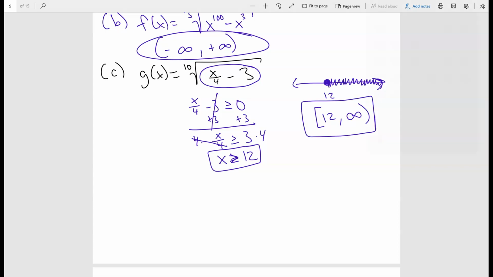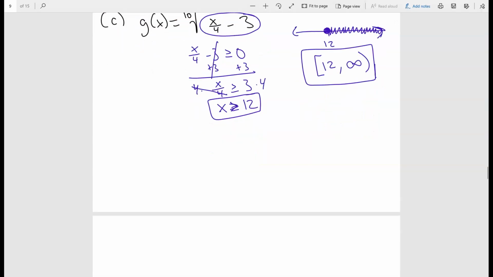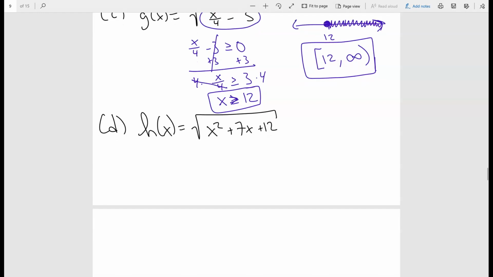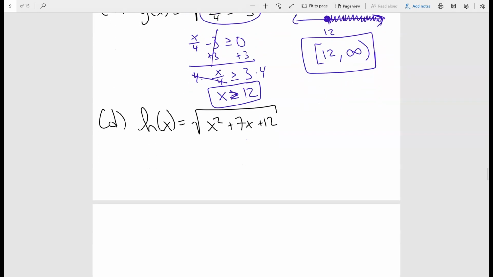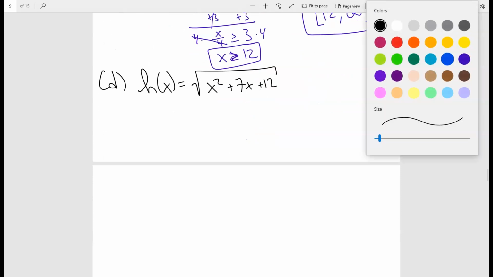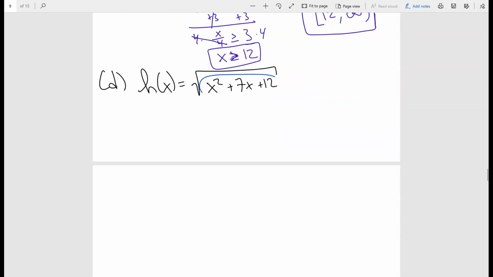Okay. All right, so now let's do this other problem. Let's say we had h of x is equal to the square root of x squared plus 7x plus 12. Now in this case, notice that we have another even radical. So we're going to take the inside, x squared plus 7x plus 12, and write this greater than or equal to 0.